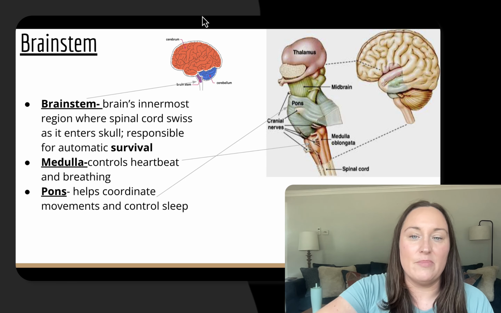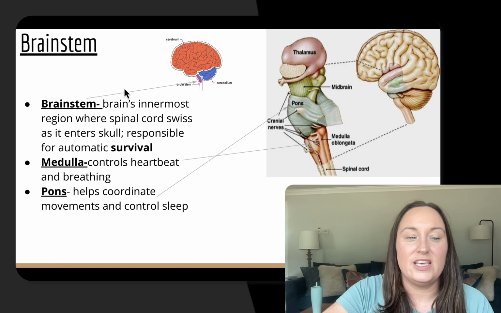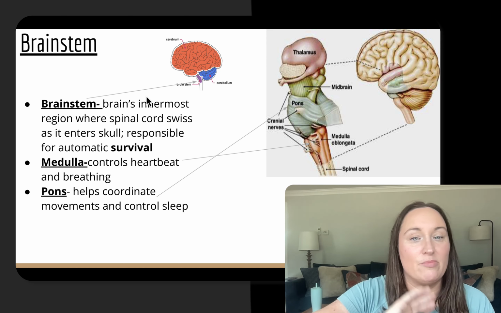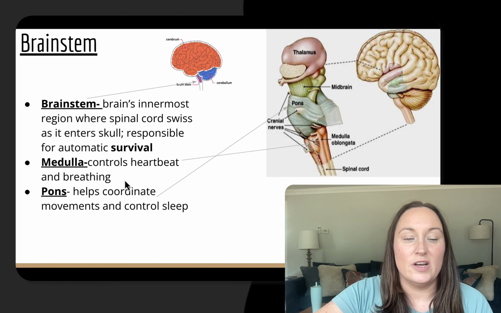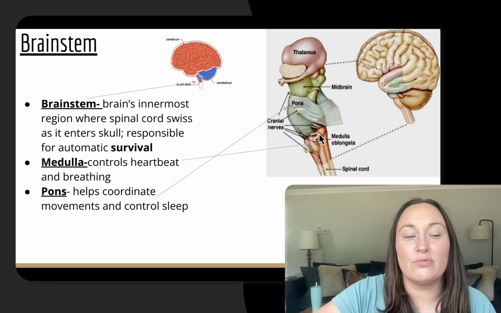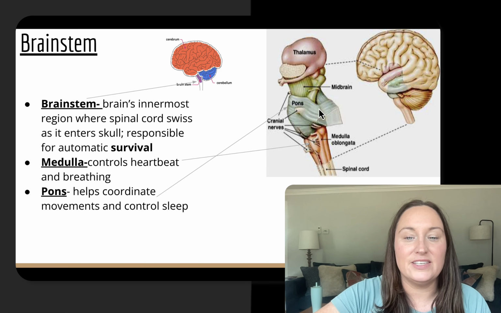So the brainstem is all of this here, okay? And it's part of the hindbrain, and then some of it is the forebrain, and it is going to keep us alive, meaning if the brainstem was done, you are not going to survive. The medulla is on the brainstem, and that is important for breathing and heartbeat. Those are your two words. Pons is important for coordinating movements and controlling sleep.